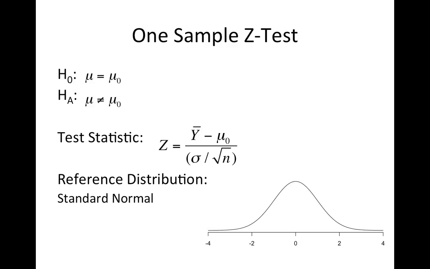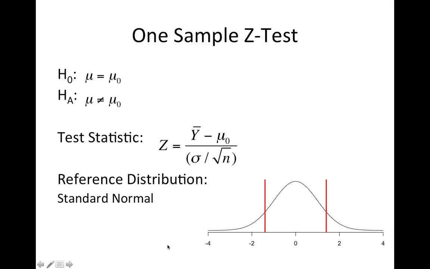This fits nicely into the framework for hypothesis tests that we've set up. The null hypothesis is that the mean of the population is equal to some particular value, and the alternative hypothesis is that the mean is not equal to that particular value. We have a test statistic. Why this particular test statistic? Because as we've derived, thanks to the central limit theorem, this test statistic is known to follow the standard normal distribution that we have right here.